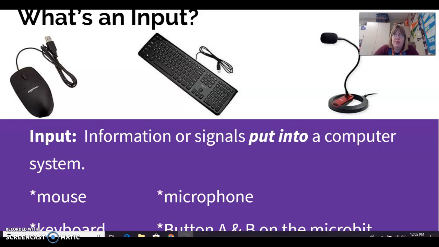This first slide talks about what an input is, and as we know, inputs are signals that are sent into the computer. Common ones you're probably familiar with, like on your Chromebook, would be the mouse, the trackpad, the keyboard, maybe a microphone. On the microbit, there's a lot of inputs that we're going to use in this class. There are actually 8 different ones that we'll go through in the next series of videos and in class. The ones you've probably seen so far are the push buttons, the little buttons on the front of the microbit. Those are considered inputs. There are some other ones too that we'll talk about later.